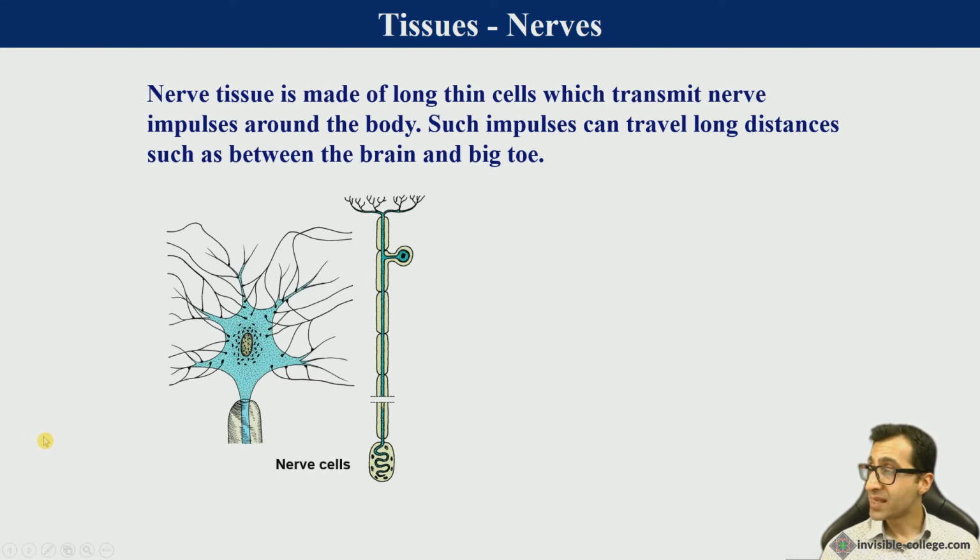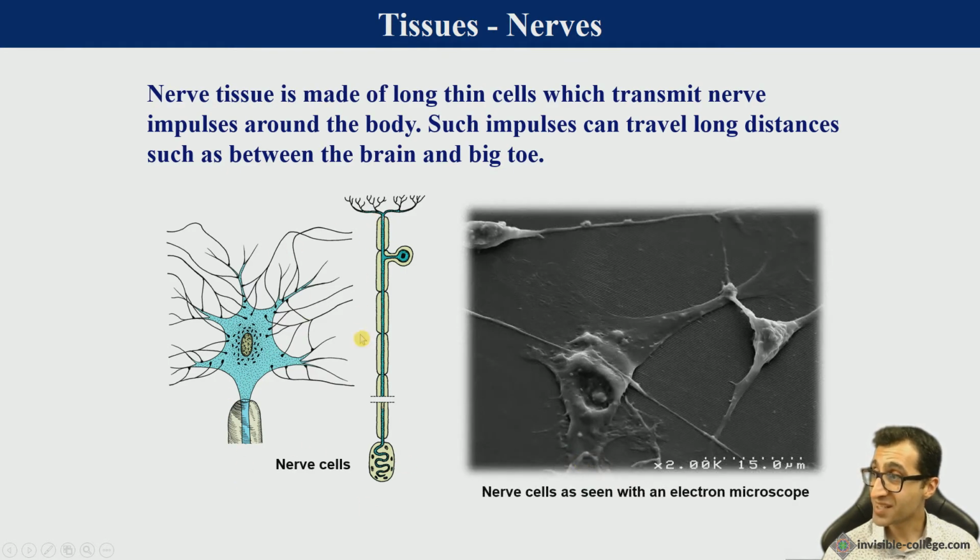So here we can see the cell body of a motor neuron. We can see that the cell body has these branching dendrites which allow communication between this cell and adjacent cells, but it also has this long thin projection called an axon. Now this is a sensory neuron here that you're seeing here, and these are nerve cells as seen under an electron microscope.